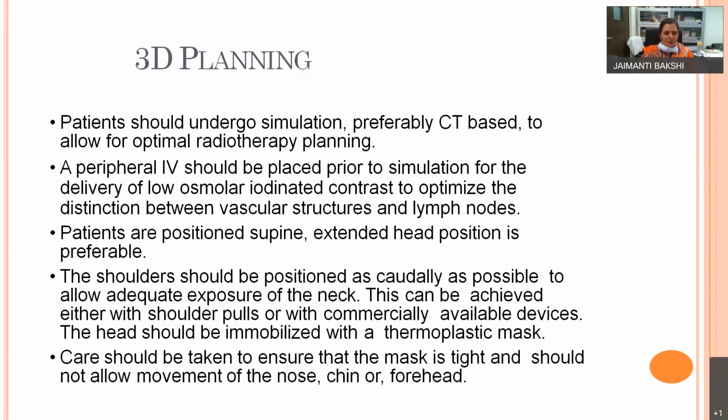Patients are positioned supine, and extended head position is preferable. Shoulders should be immobilized or pulled down. Care should be taken to ensure that the thermoplastic mask on the face is tight and does not allow movement of the nose, chin, or forehead.